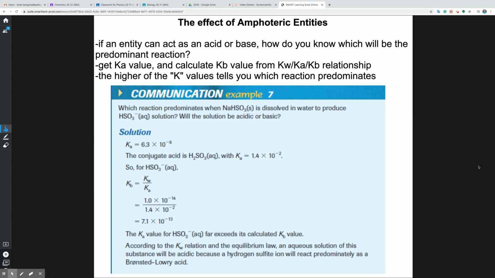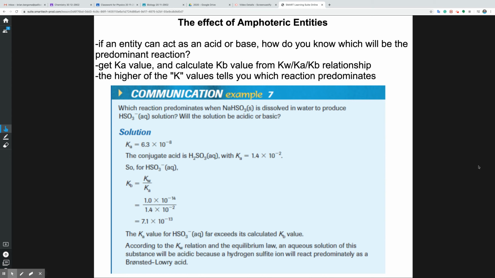Okay, the effects of amphiprotic entities. Remember, an amphiprotic substance can work as both an acid or a base. If you look on your formula sheet, there are a couple of different things you can find on the left-hand side, under the acid formula and the conjugate base formula. Depending on which one you want, you really have to be careful and know whether you want the conjugate base or the conjugate acid of that substance.